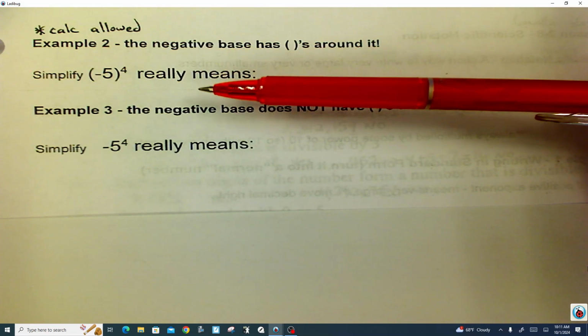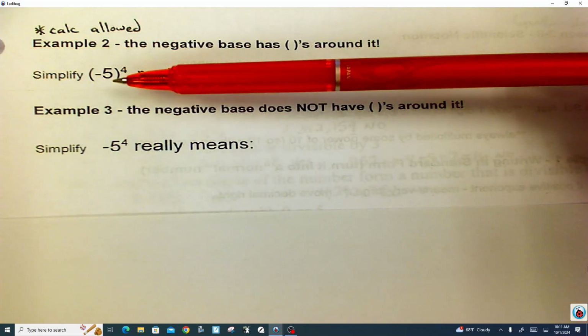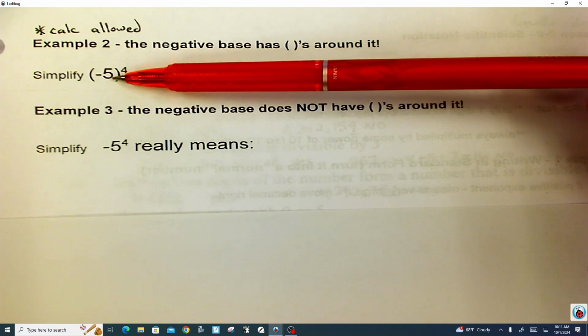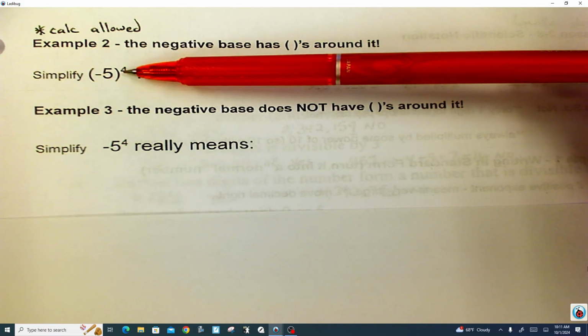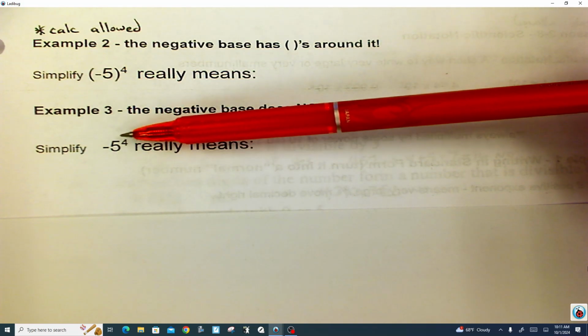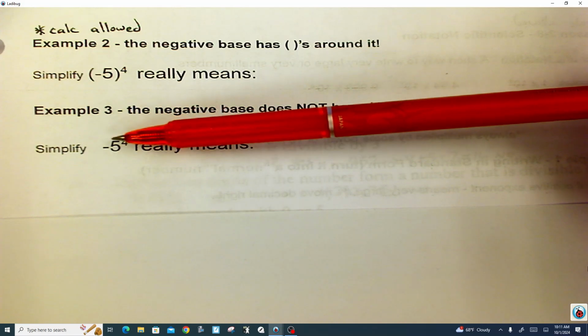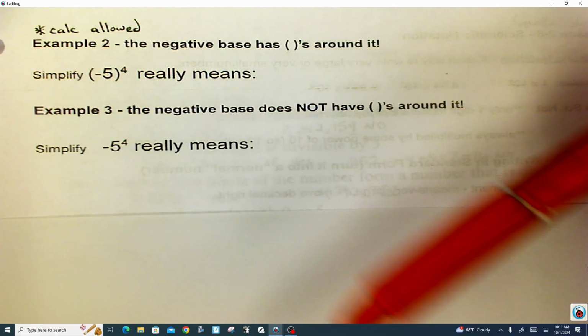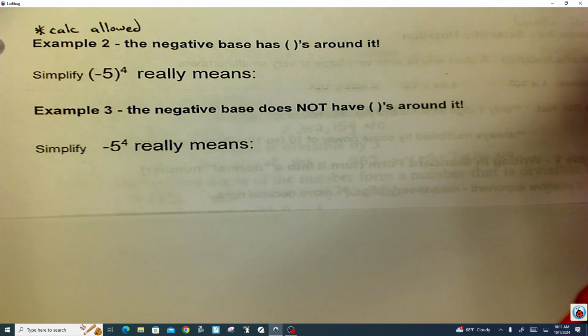For examples 2 and 3, we're just trying to get you to see what's the difference when we have a negative base attached to an exponent, but it has parentheses around the base. And down here on example 3, what if there was no parentheses around the negative 5? They look like they're the same number, but it's actually slightly different.